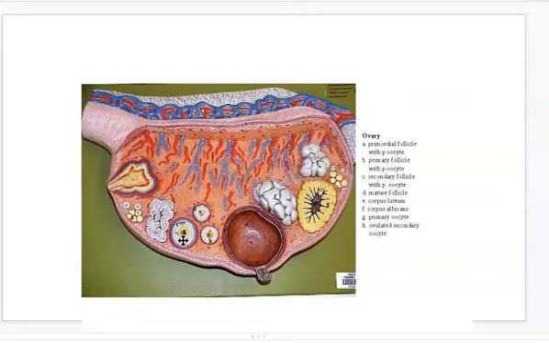There's more cells, there's more hormones. What these hormones are doing, primarily estrogen, is preparing the uterine lining for possible implantation. Okay, for possible implantation of a developing embryo. Okay, so now we're towards the middle of the menstrual cycle.